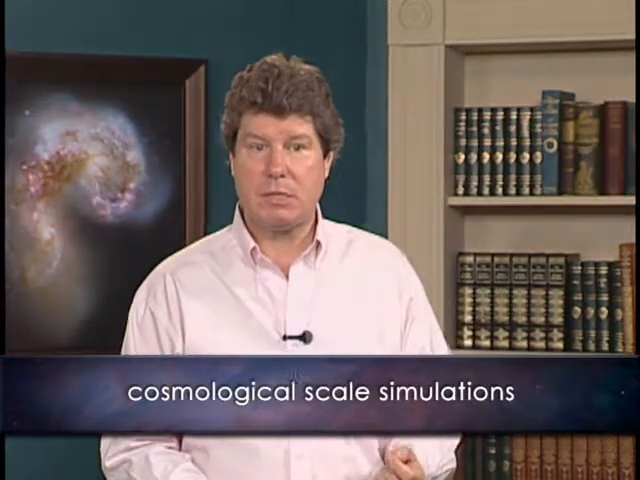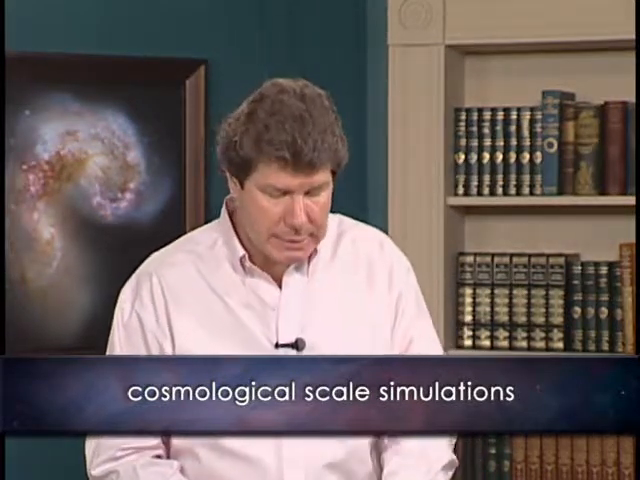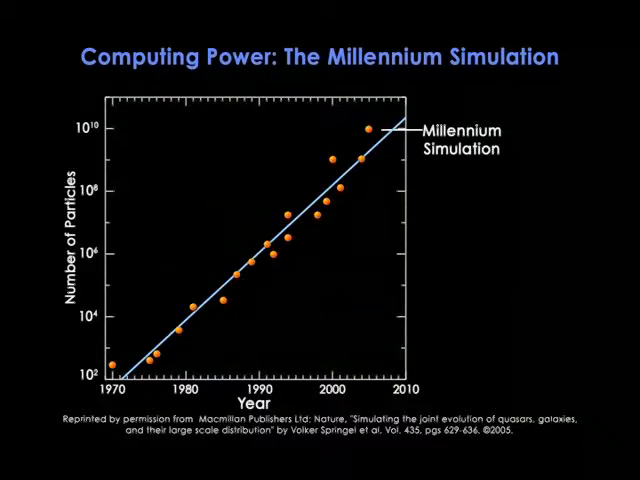Now, unlike previous simulations I've shown you, which modelled one or a few galaxies, we now need to simulate regions several billion light-years across containing millions of galaxies. So these cosmological scale simulations are truly enormous in scope, and they push supercomputers to their limits. This graph shows the progress in computing power applied to cosmological simulations since 1970, when only 300 gravitationally interacting objects could be followed. And in 2005, that number was 10 billion.